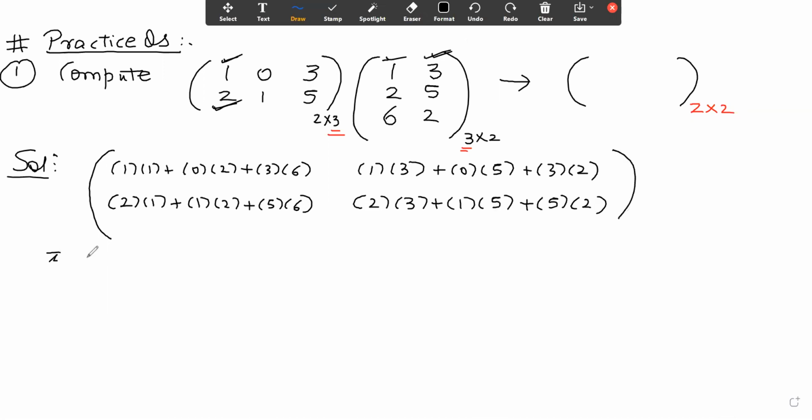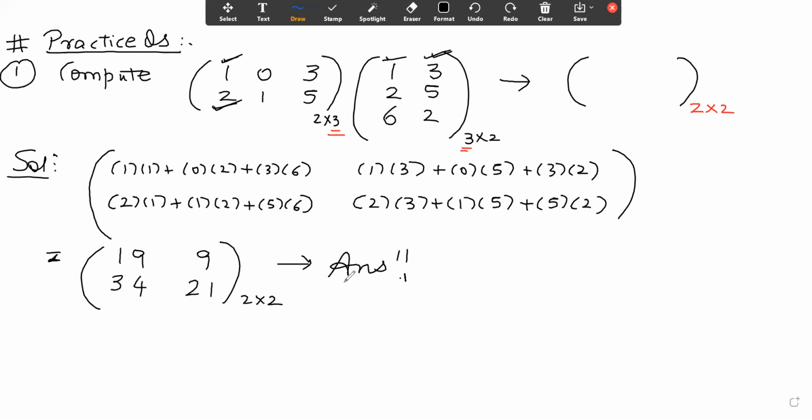So now we can calculate this. 1 plus 18, which is 19. Okay. 3 plus 6, which is 9. 2 plus 2, 4. And 4 plus 30 is 34. And 2 into 3, 6. 6 plus 5, 11. 11 plus 10, 21. So you can clearly see it's a 2 cross 2 matrix. And this is the answer for this question.